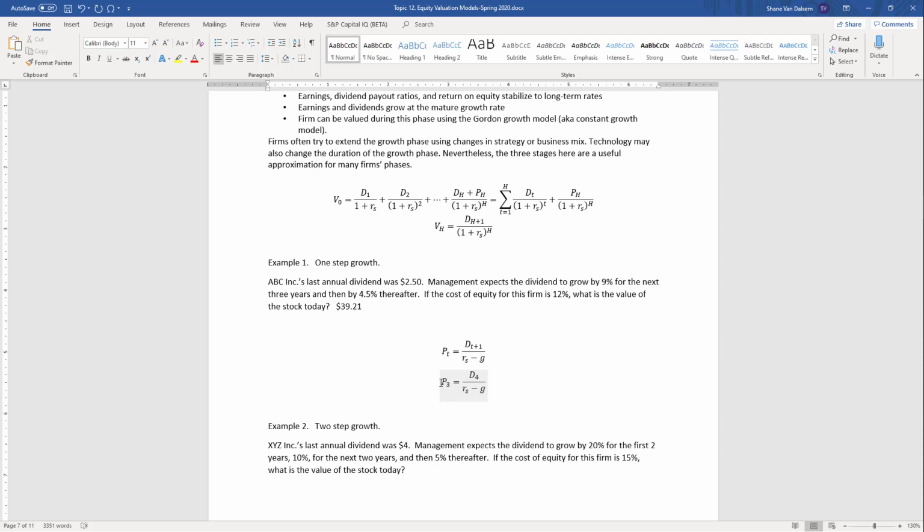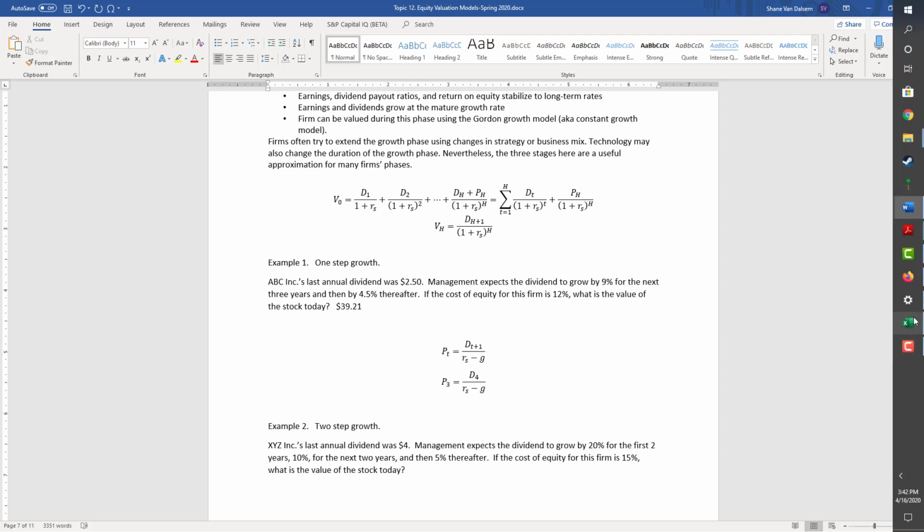So in this example, XYZ Inc.'s last annual dividend was $4. Management expects the dividend to grow by 20% for the first 2 years, 10% for the next 2 years, and then 5% thereafter. If the cost of equity for this firm is 15%, what is the value of the stock today? So again, I'm going to go out here to Excel.